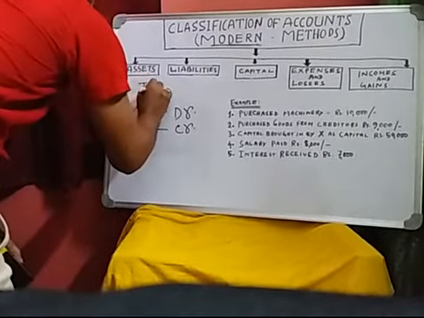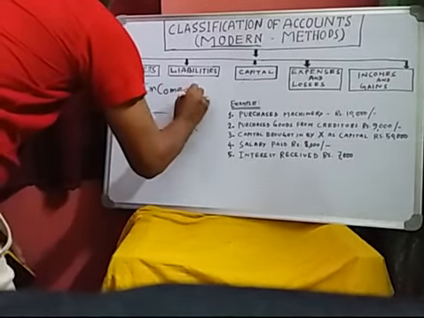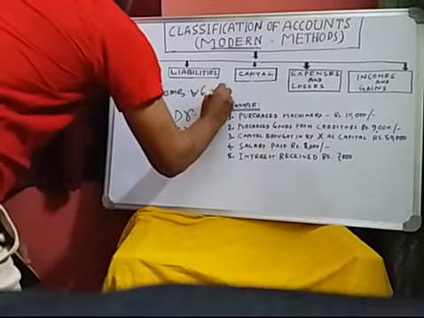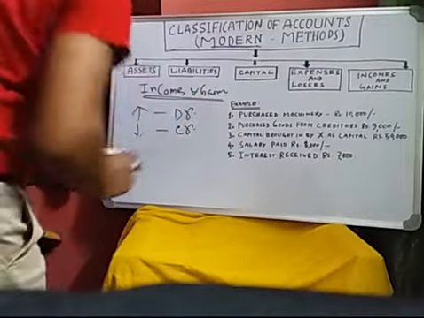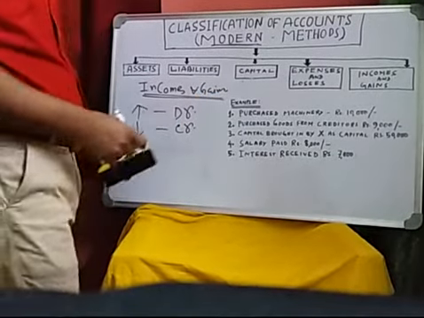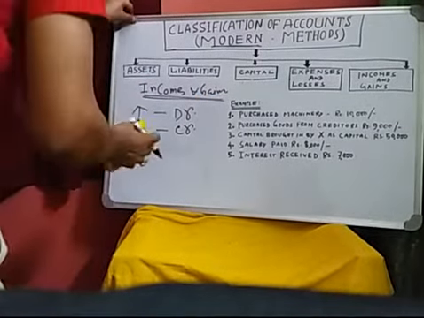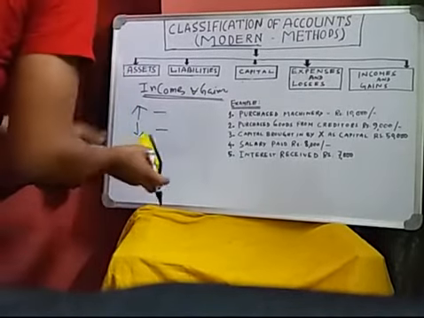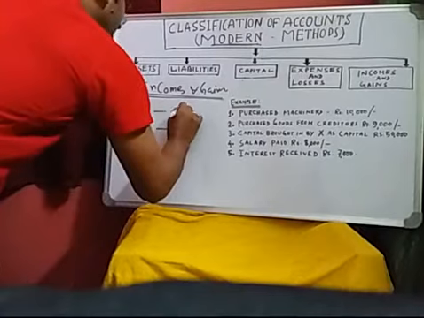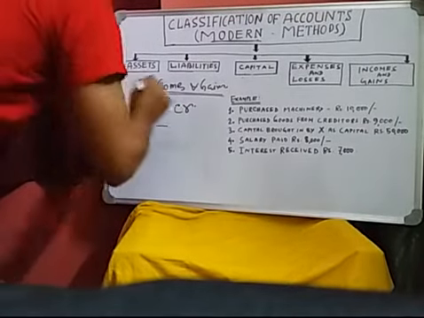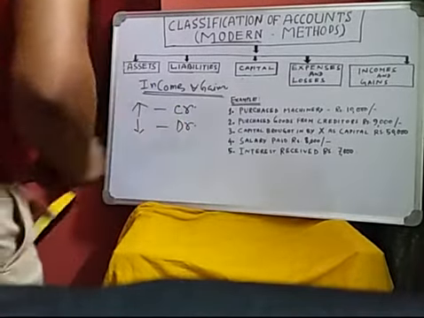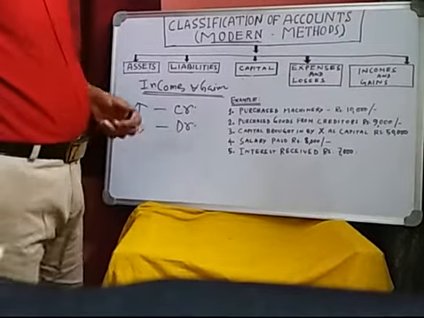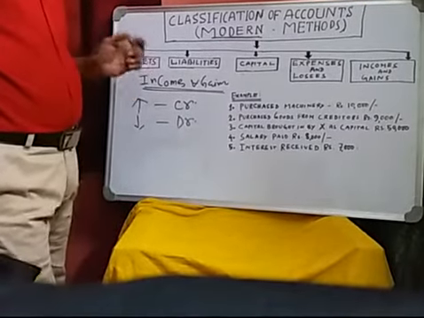Next one is incomes and gains. Incomes and gains mean revenue and gains, because revenue is the income of the business. So in the case of incomes or revenues and gains, when incomes and gains increase, it will be credit. When they decrease, it will be debit. So these are the parameters of debit and credit.